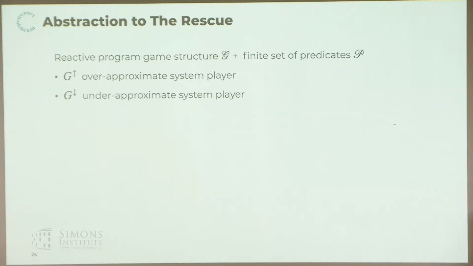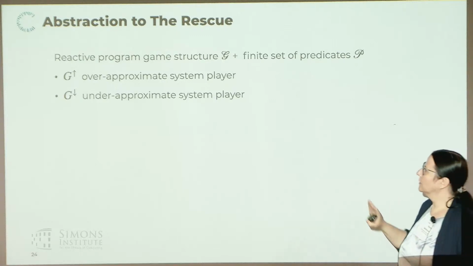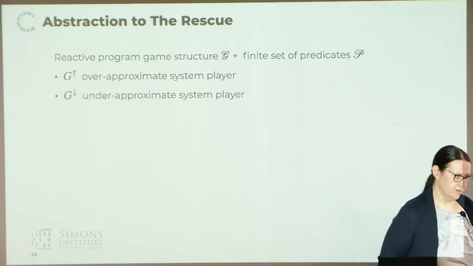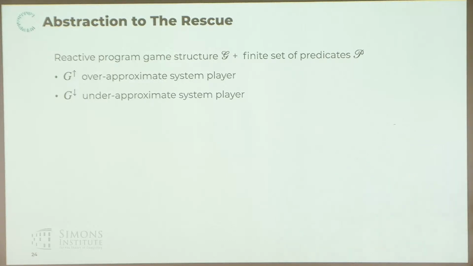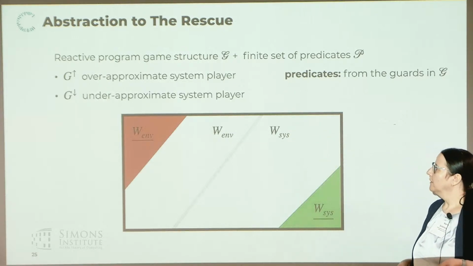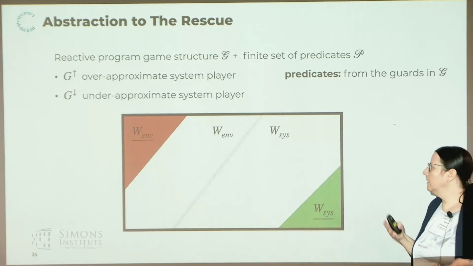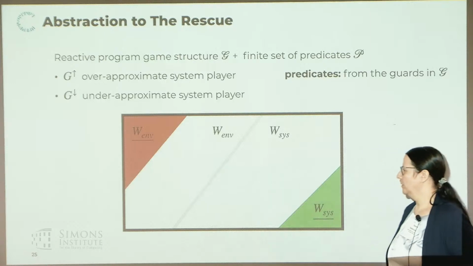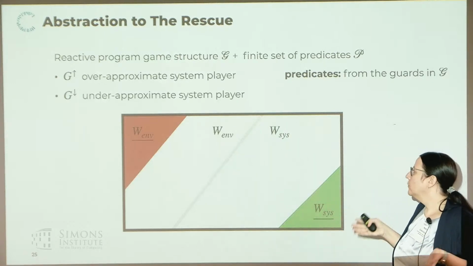Well, we use abstraction. The idea is that we use a finite set of predicates in order to compute two abstract game structures, one in which we over-approximate the system player, and one in which we under-approximate the system player. Essentially, here we over-approximate the environment player. One approach to find these predicates is to take them from the guards in the game structure that we have. With that we arrive at two finite-state abstract games, and we can compute under-approximations of the winning sets for the system player and the environment player. But then there is this rest of the space where we don't know.